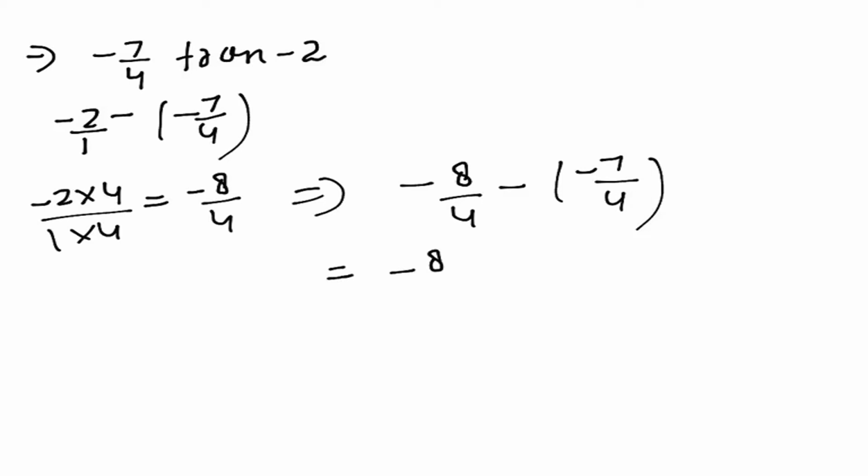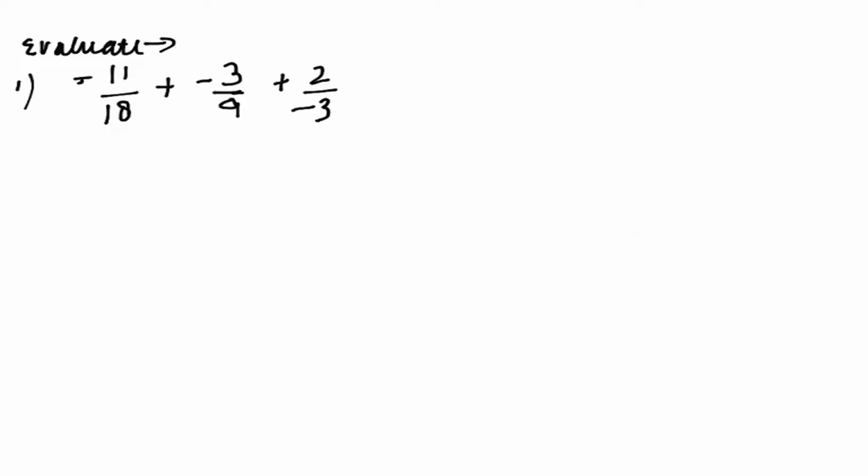So here we get minus 8 by 4 plus 7 by 4, as minus and minus will give us plus. So here we will get minus 1 by 4. Here minus 8, here 8 is greater than 7, so the negative integer is greater than the positive, so we keep the negative sign. We get the answer as minus 1 by 4.